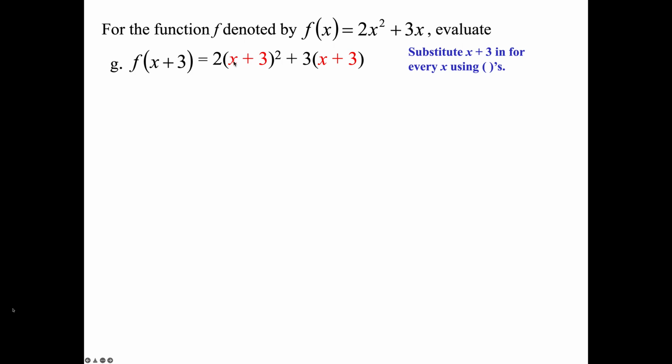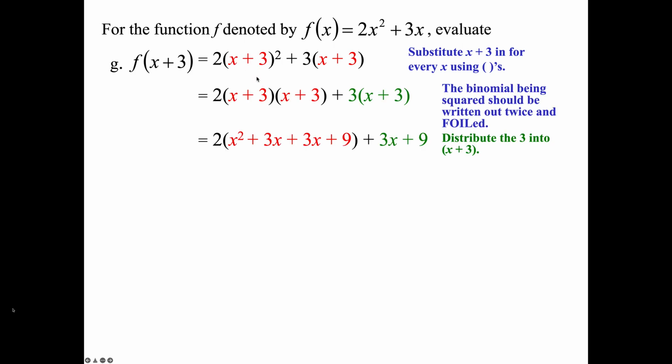When you want to square a binomial, you should write it out twice and FOIL it. X times x is x squared, that's the F. X times 3, there's the 3x, that's the O, the outer terms. 3 times x, that's the inner two terms, that's I. 3 times 3 is the plus 9.